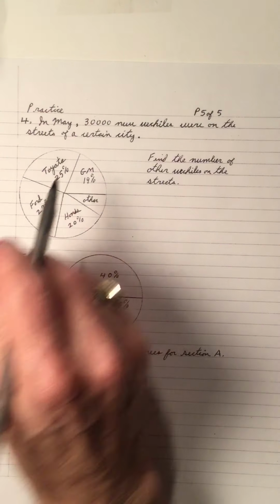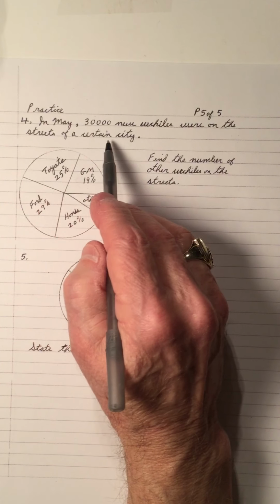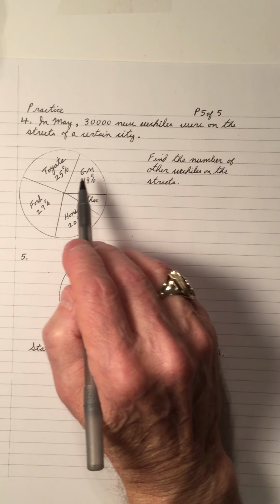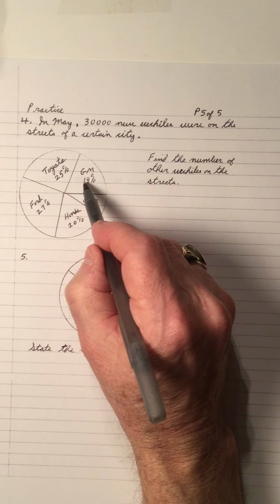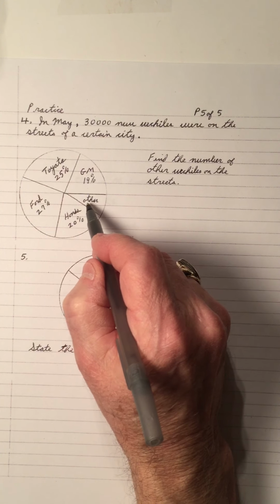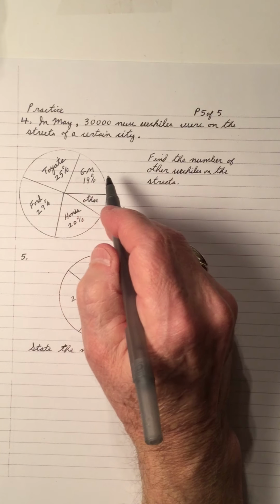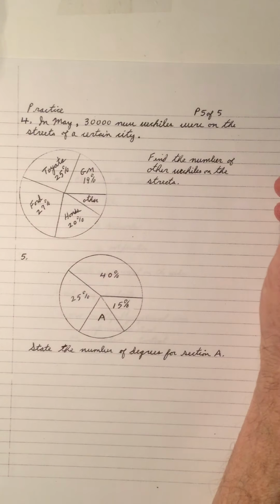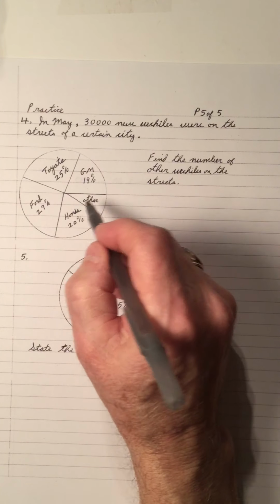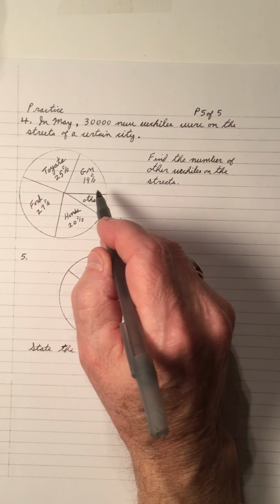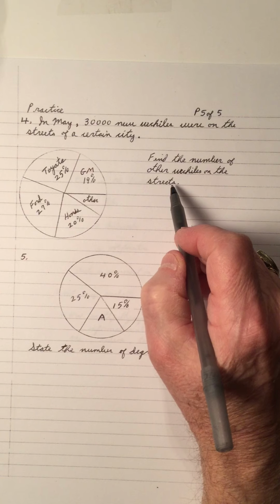Number 4, in May, 30,000 new vehicles were on the streets in a certain city. You can see the Toyota is 25, Ford is 27, GM is 19, Honda is 20, and the other makers of vehicles, the other makers, Nissan, Suzuki, all the other ones. This is find the number of other vehicles on the streets.